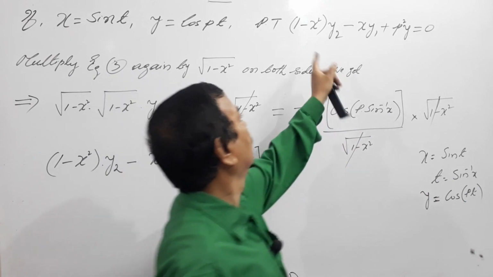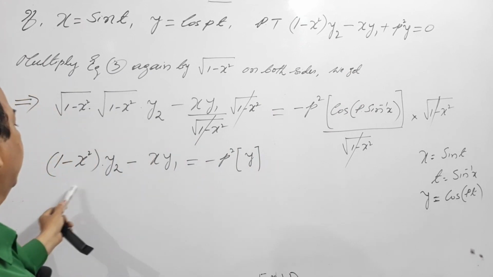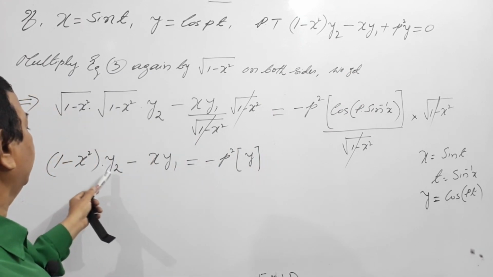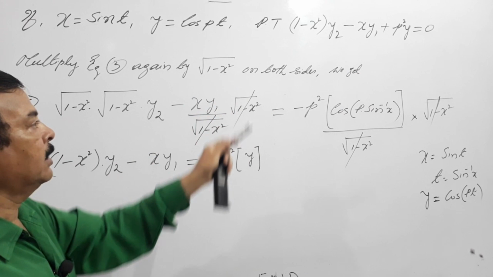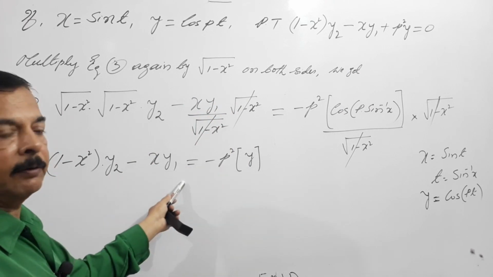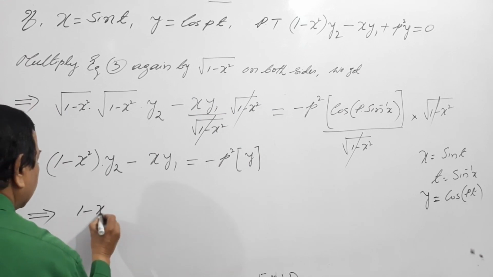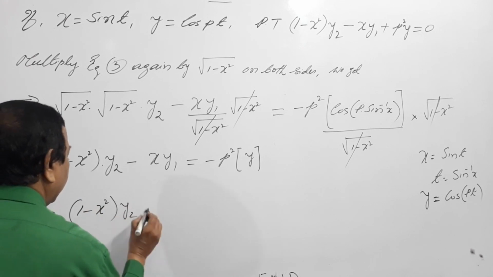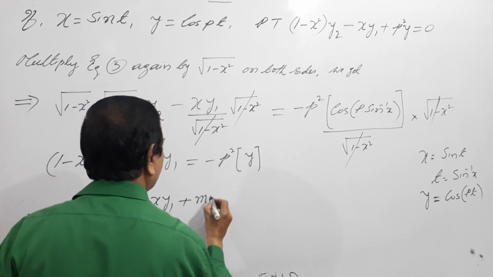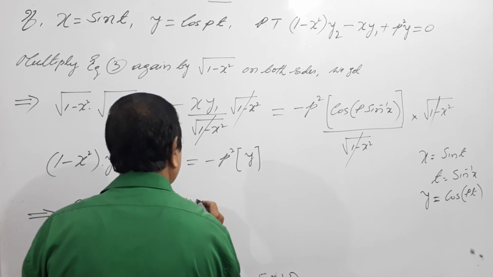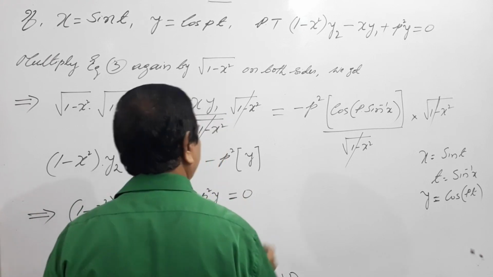But he wants what? 1 minus x square into y2 minus xy1. So I got 1 minus x square into y2, yes, I got this. Minus xy1, I got it. But on the left, I don't have plus p square y square. So if I bring it to the left hand side, it becomes plus. So that becomes 1 minus x square into y2 minus x y1 plus p square y equals 0. Hence proved.